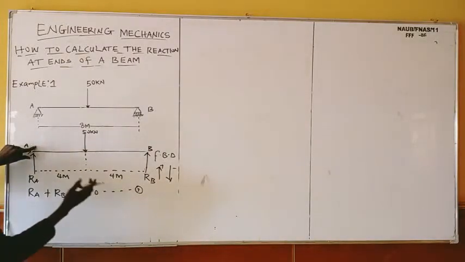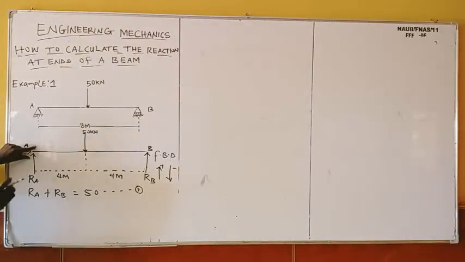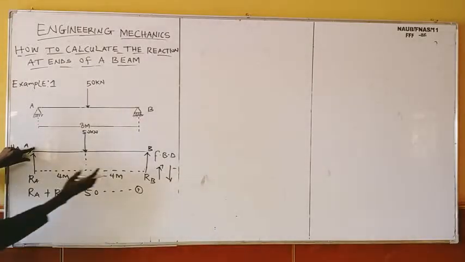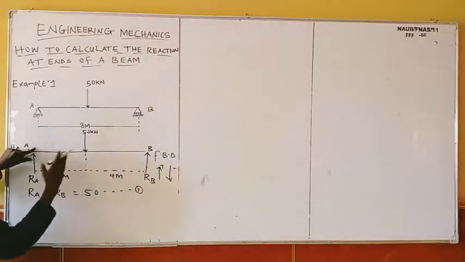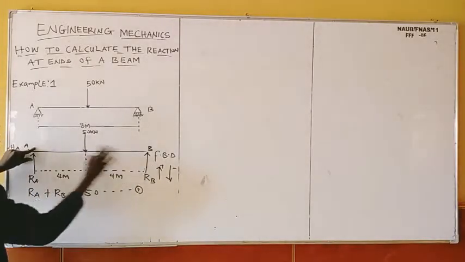So, and don't forget, if we take the moment about point A, the moment at point A will be equal to what? 0. Do you get that? So if we take the moment about here, so I'll put my hand here. How many forces are we having? We'll be having 1 and 2 forces.